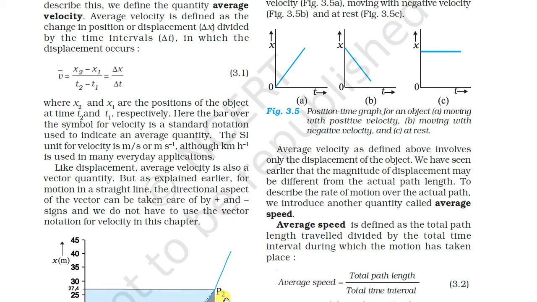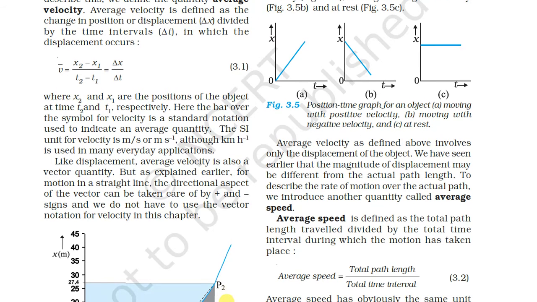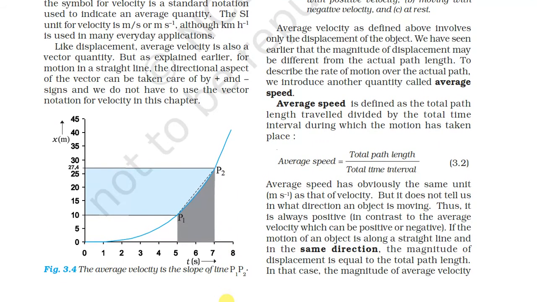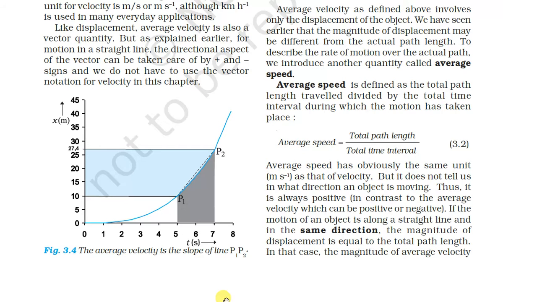Average speed is defined as the total path length traveled divided by the total time interval during which the motion takes place. Average speed is equal to total path length divided by total time interval. The speed is what we see on the speedometer, so it is the same.